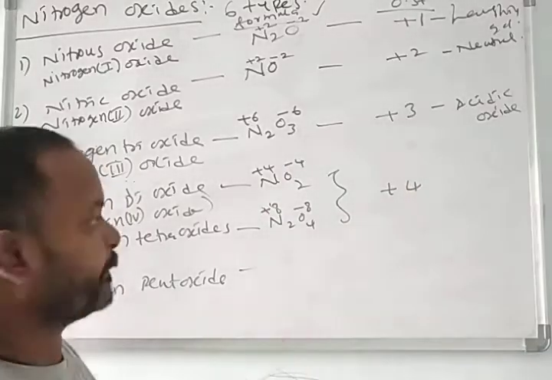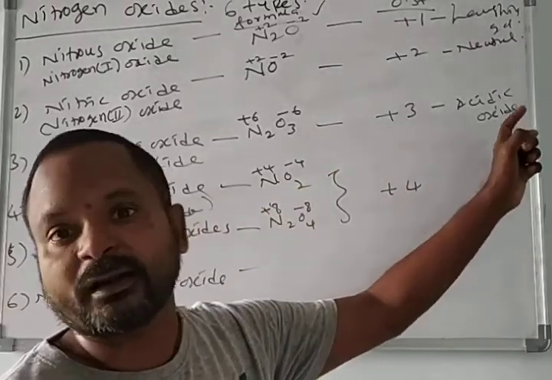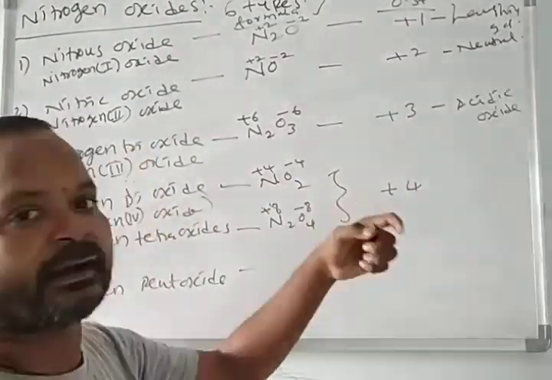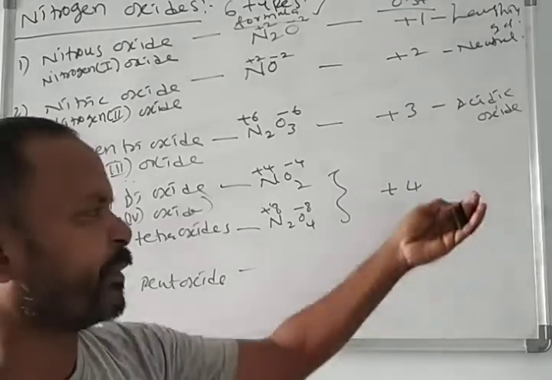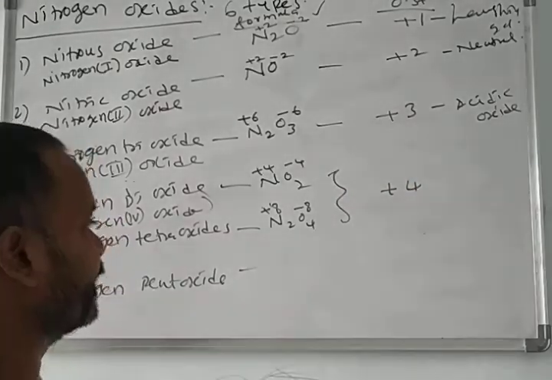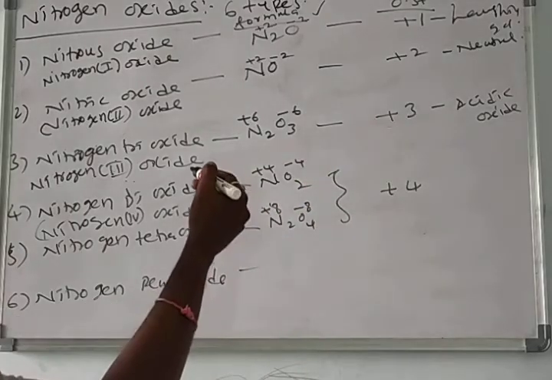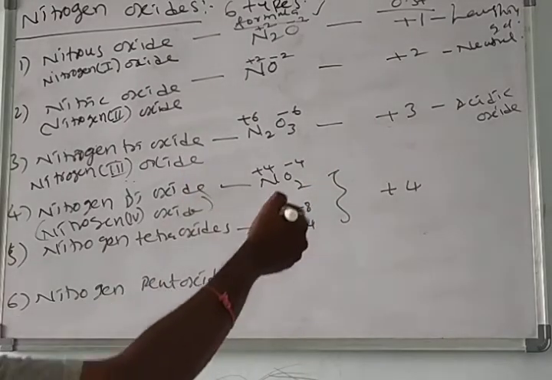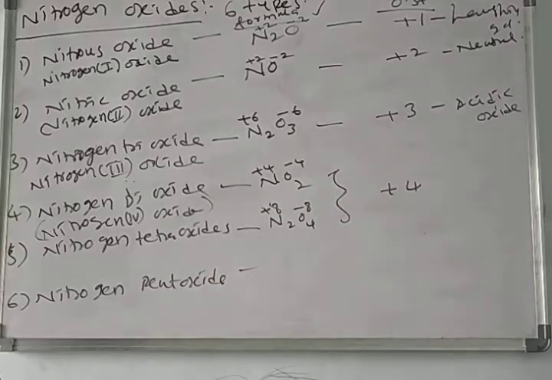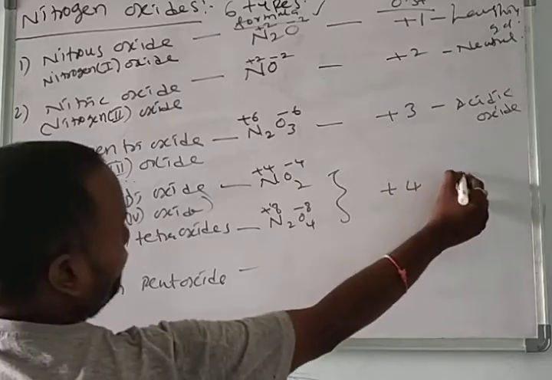Nitrogen dioxide is a brown color gas. Nitrogen tetroxide is different, colorless. Sometimes it may be mentioned as a blue color gas like that. Different properties are there. This is the acidic oxide, somewhat acidic oxide, not neutral, not basic, somewhat acidic oxide.